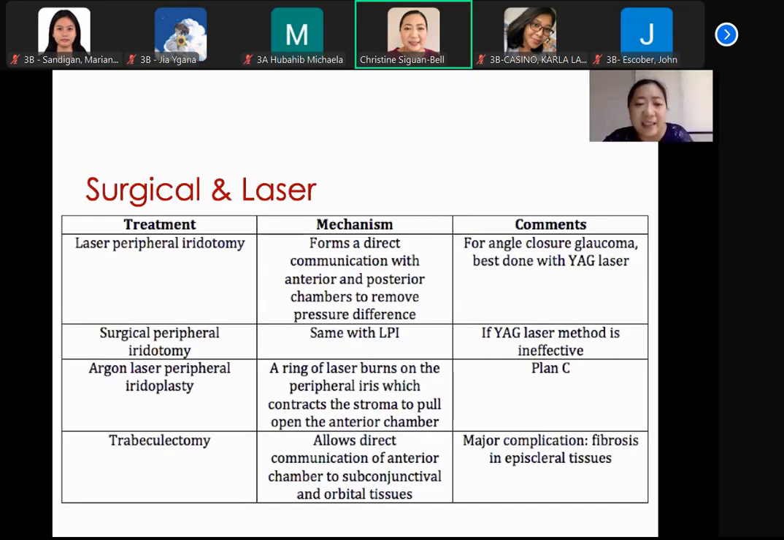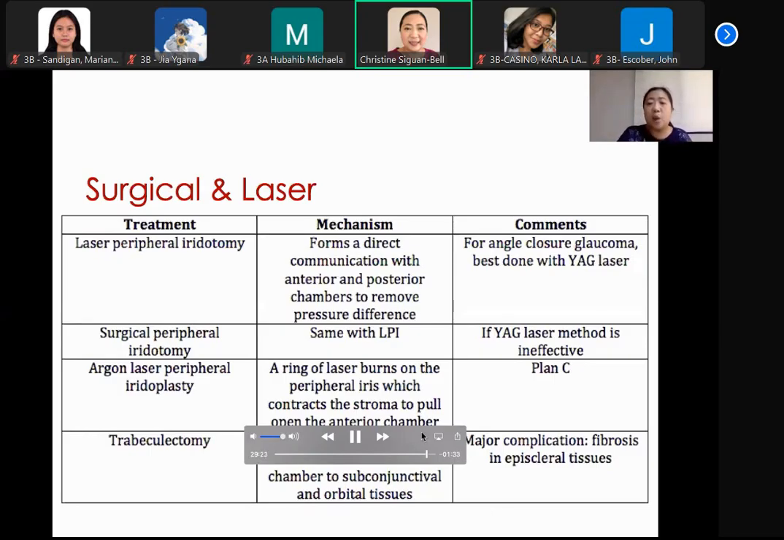Now, if the laser beam cannot pass through the iris due to very severe corneal edema or very high intraocular pressure, then the patient might have to undergo a surgical peripheral iridotomy. It has the same mechanism as a laser peripheral iridotomy, except it has to be done surgically.